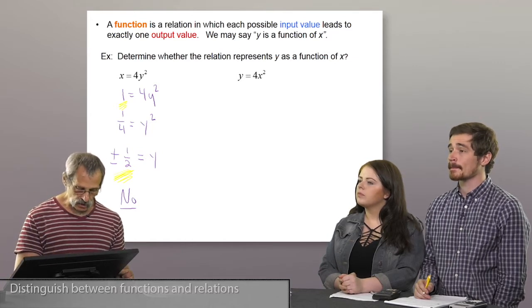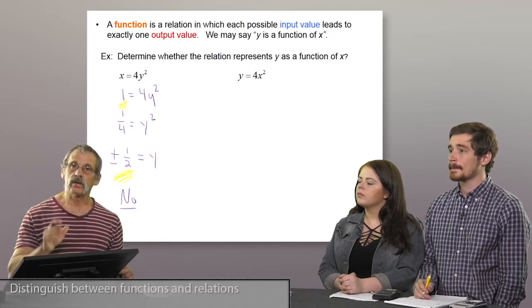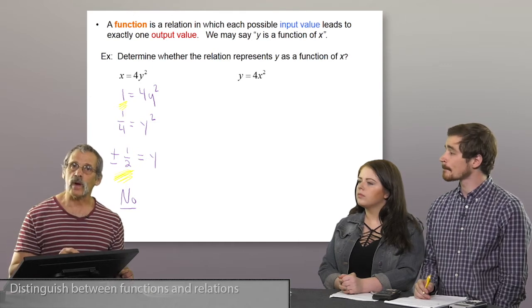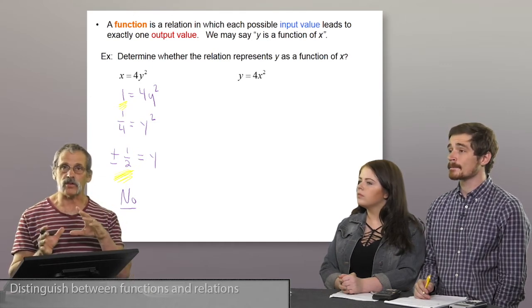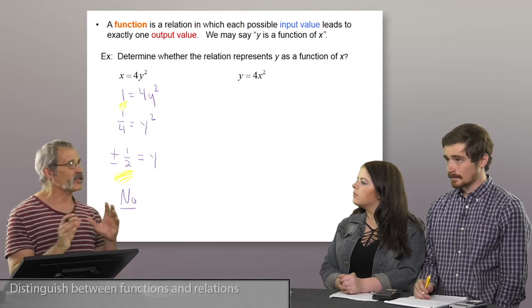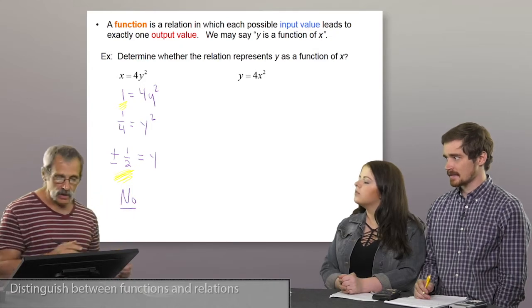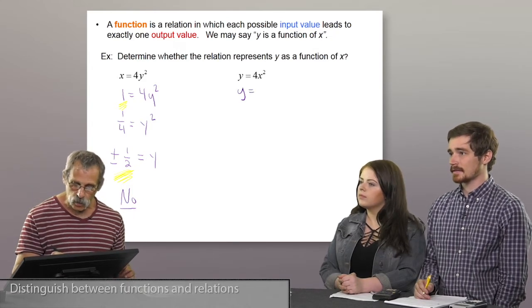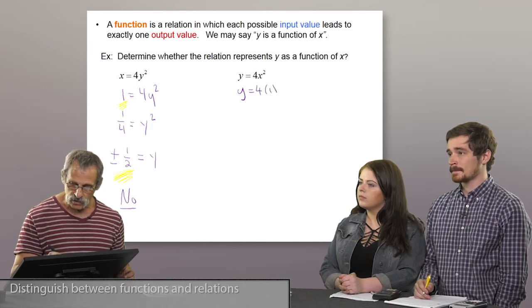I'm going to go ahead and take a look at my second relation, y equals 4x squared, and do the exact same thing. I'm going to pick a value for the input. I pick a value for x. And the value I'll pick is 1. So I got y is equal to 4 times 1 squared. And what's 4 times 1 squared?